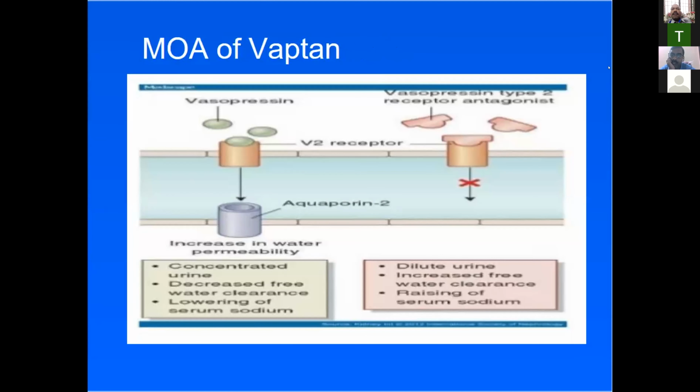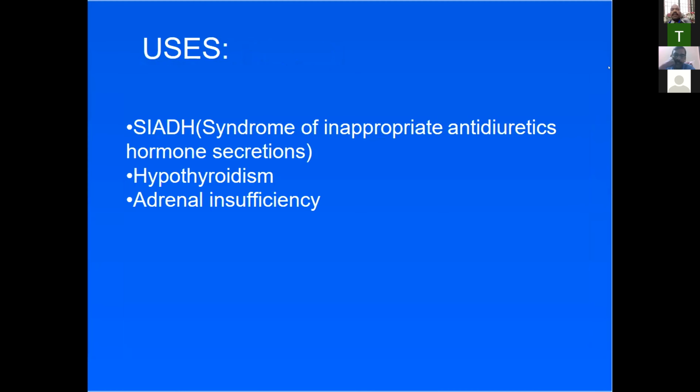So when you give this drug, it blocks the V2 receptor action, but it also blocks the V1 action. And because of that, there is concentrated urine, increase in water permeability, decreased free water clearance, and lowering of serum sodium. Next one, sir. And uses, this is used for hypothyroidism and adrenal insufficiency.